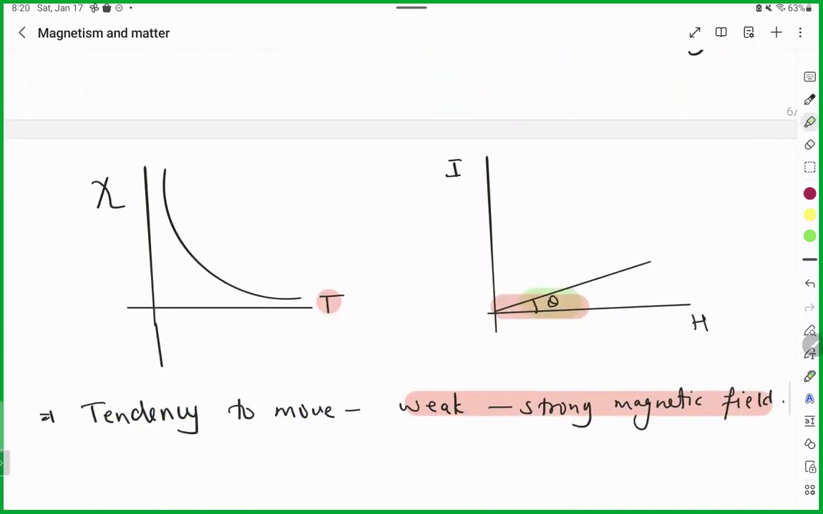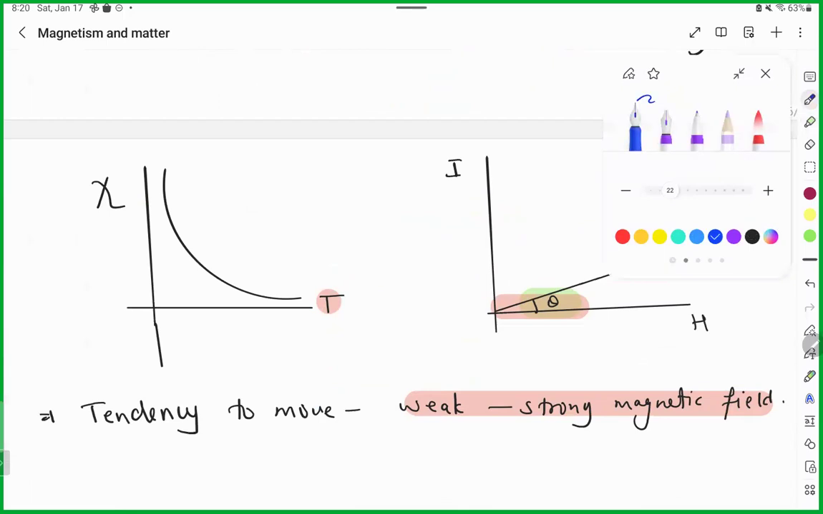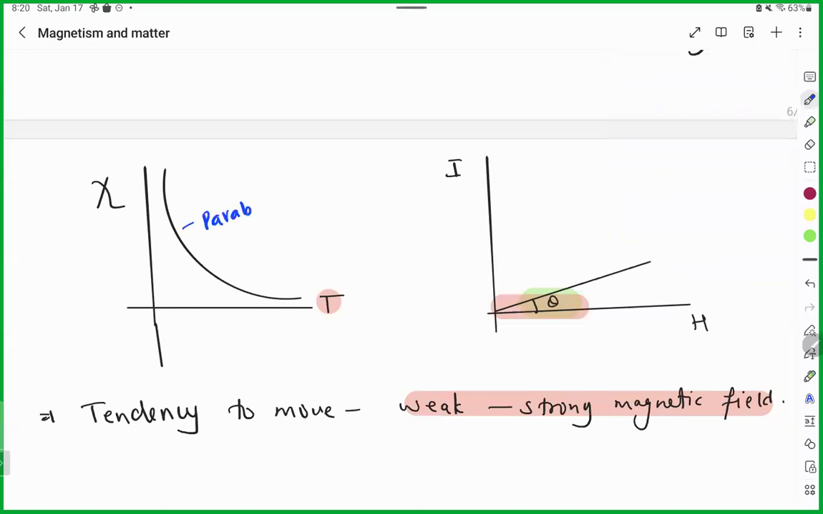Because we said chi depends inversely upon the temperature, the graph will be a hyperbola, like how you draw the graph of P inversely proportional to V. And here this angle is positive. Sarah, how was the angle in case of diamagnetic material? It was negative, sir. Small negative there, small positive here. And material tends to move from the weak to strong magnetic field.